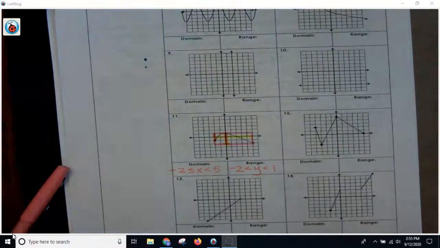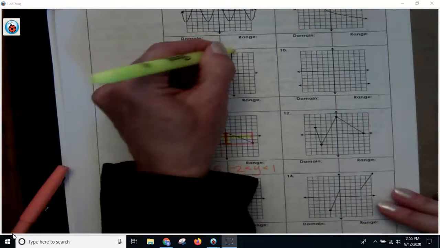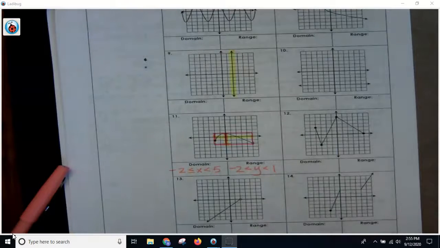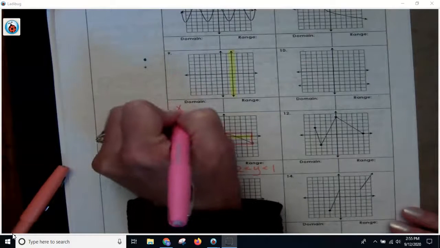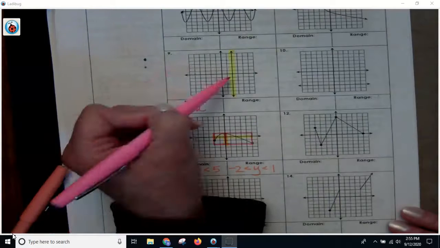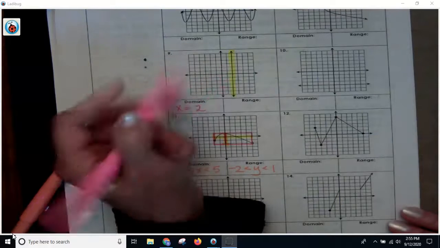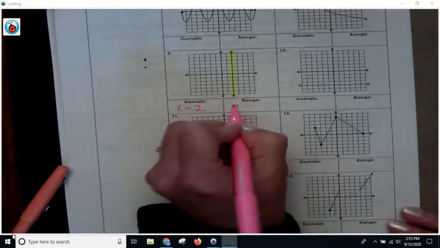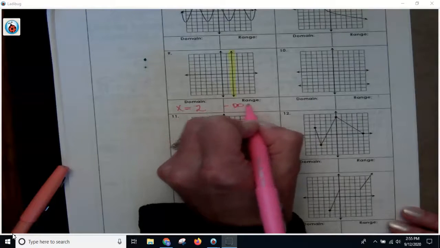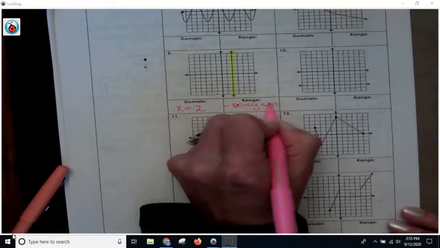This one, though, for example, the boundaries as far as your x goes, it begins and ends right at 2. So your x is going to be always 2. No matter what your y value is, x is 2. And your range is going to be negative infinity to positive infinity.